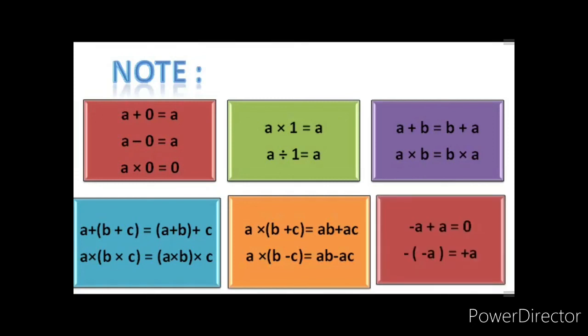Minus a plus a is equal to 0. Minus bracket minus a is equal to plus a. Here a, b, c are any integers. So now we have learned about different types of properties of integers. We will practice examples on these properties in our next lesson.